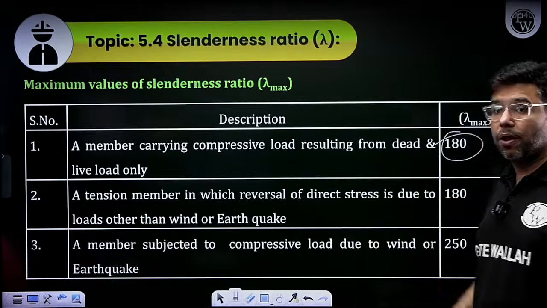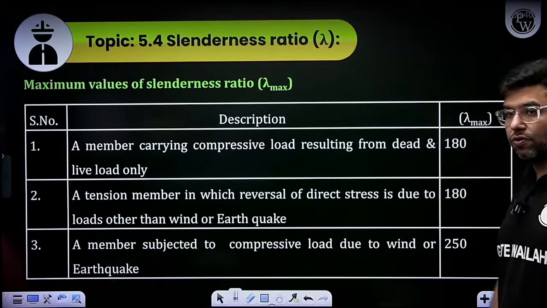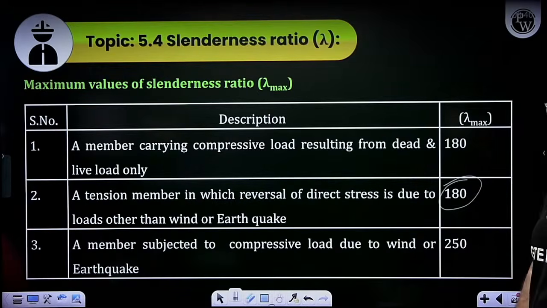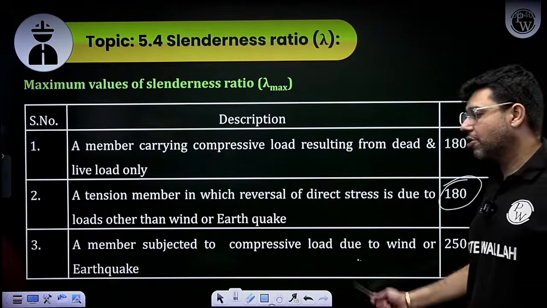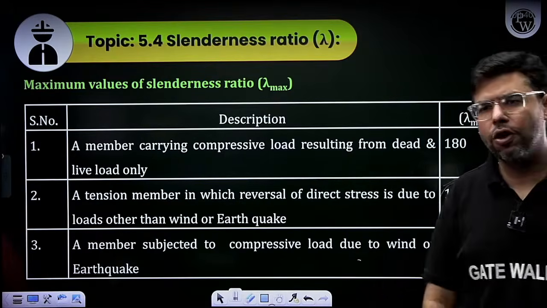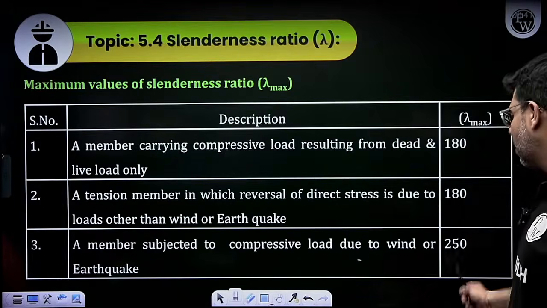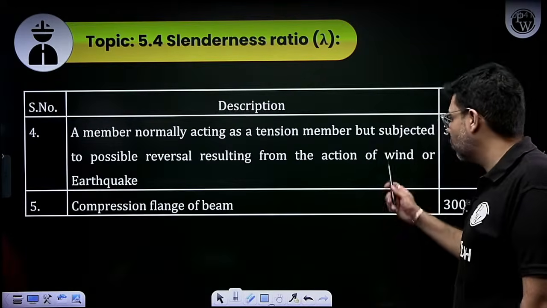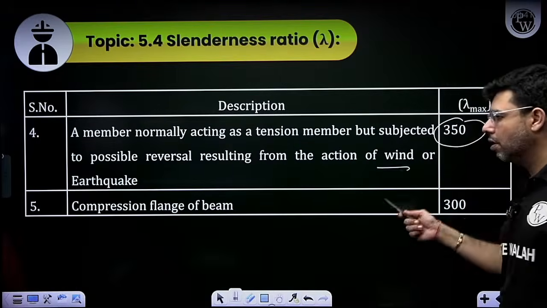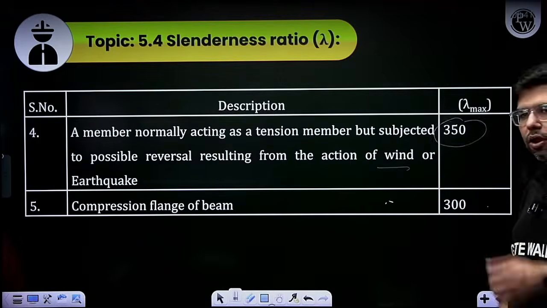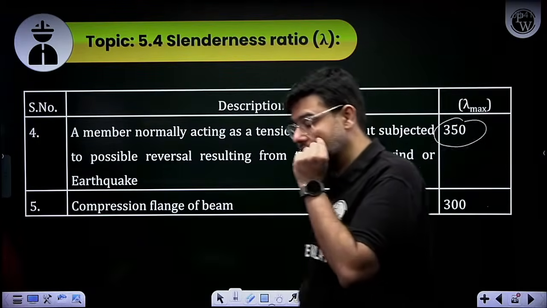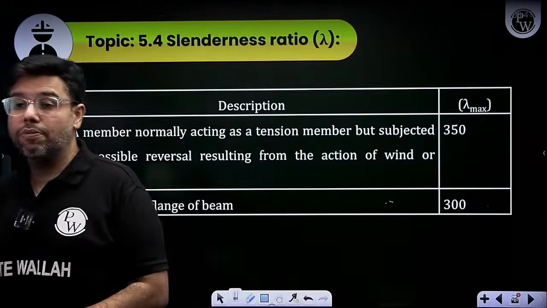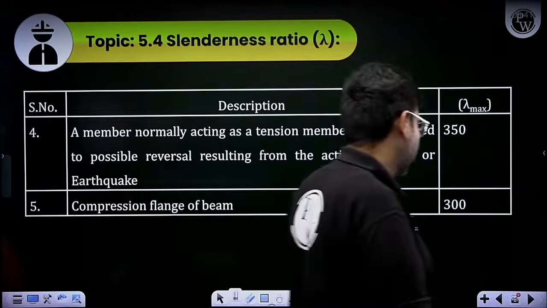A tension member in which we have reversal of direct loads, this we have already seen, again lambda max is 180. A compression member in which the compressive load is due to wind or earthquake, less critical. So, here lambda max is taken as 250, and a tension member in which compression load is due to wind or earthquake, 350. Compression flange of a beam, 300. Very important table, please remember this directly. Many times objective questions are asked from this part only. Okay.